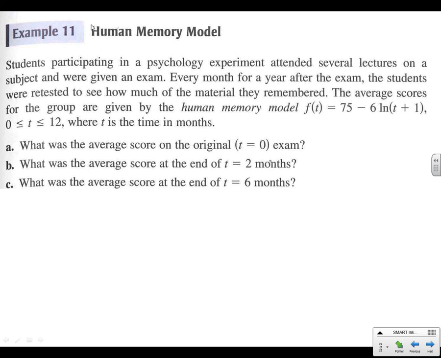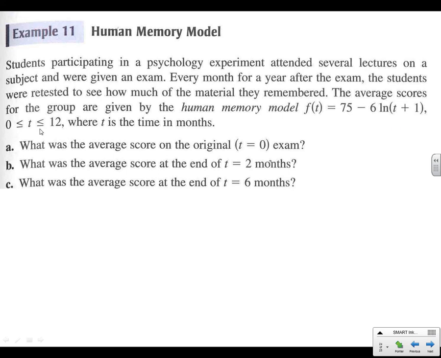And home stretch, here we go. Students participating in a psych experiment attend several lectures on a subject, and then they were given an exam. Every month for a year after the exam, the students were retested to see how much of the material they remembered. Interesting. Sounds like some classes that we might have taken. The average scores for the group are given by the human memory model, which is right here.